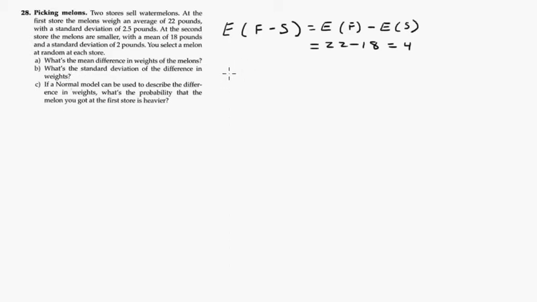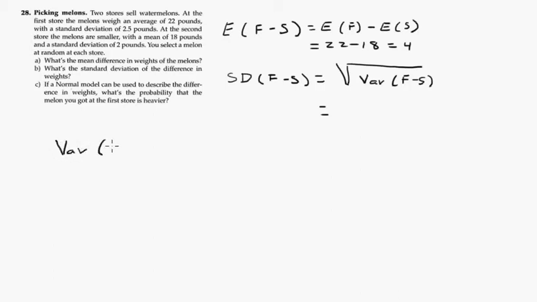Well, the standard deviation of the difference of these two random variables is the square root of the variance. Okay, so let's find the variance, and then we'll just plug it into this formula. So the variance of a random variable, the difference of two random variables, is equal to the sum of the variances of the two. So we have to add.